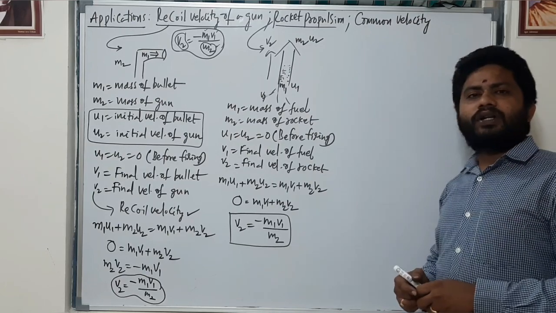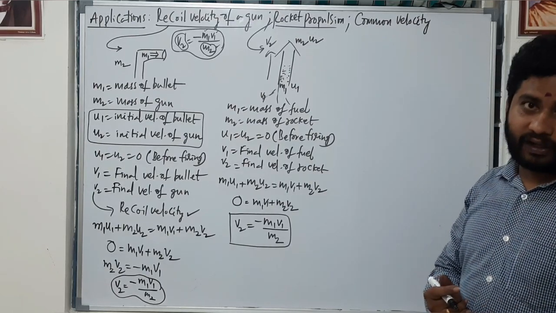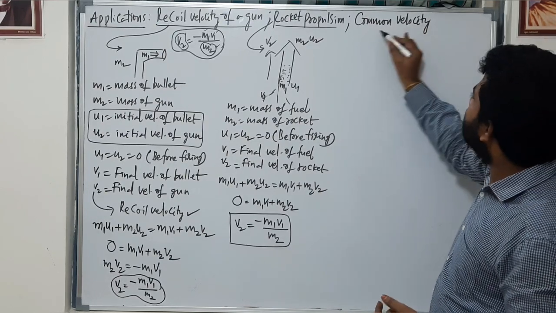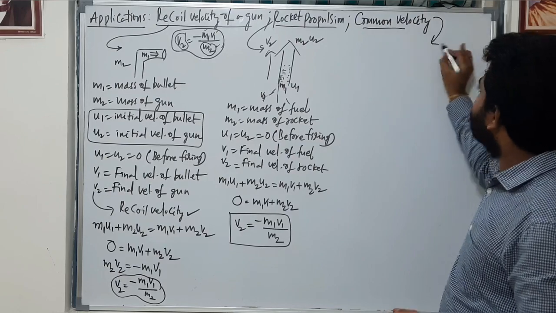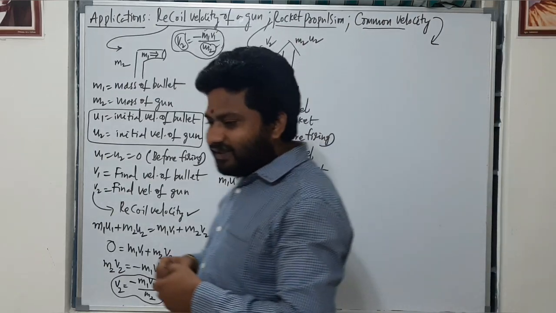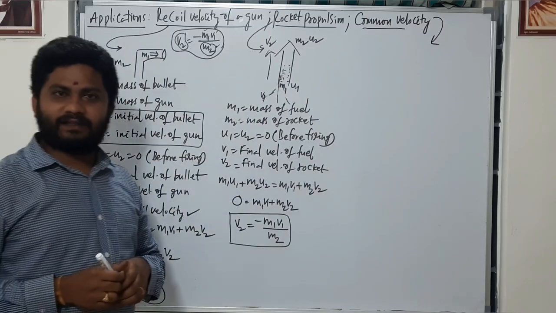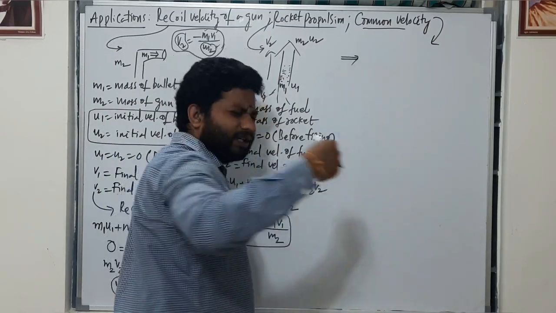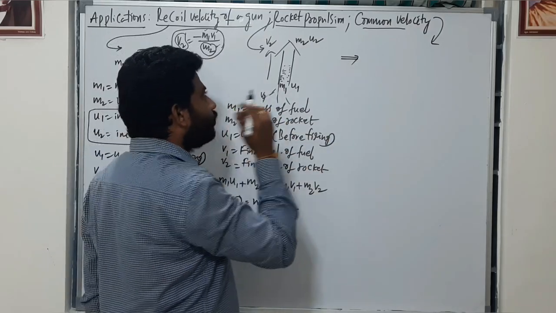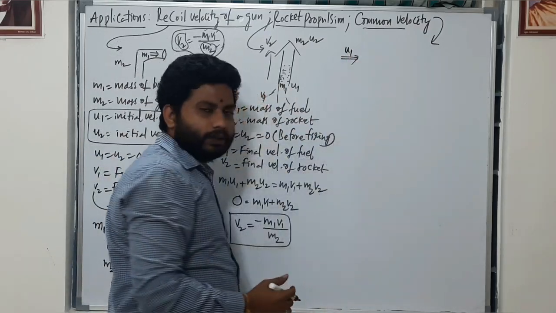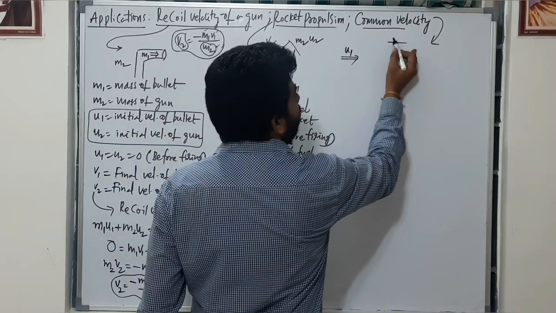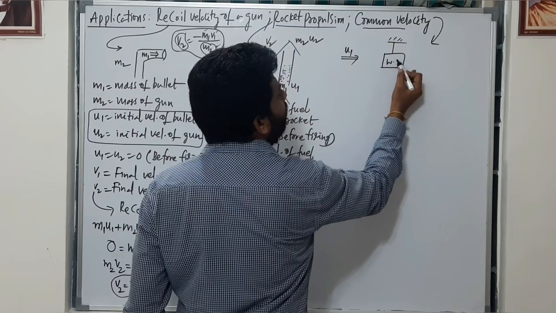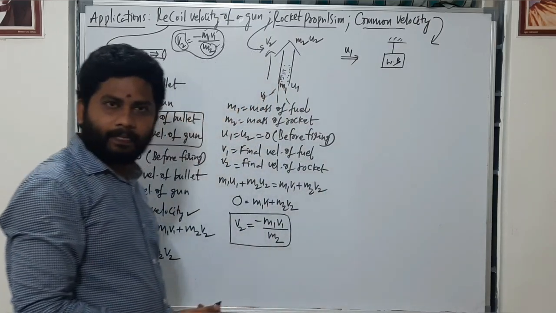And the most important application of the law of conservation of linear momentum, and most of the time the question was asked on this common velocity, right? Are you ready? What is this common velocity? Imagine there is a bullet. Forget about the gun. There's a bullet which is moving with some initial velocity u1, and there is a wooden block which is hanged here.